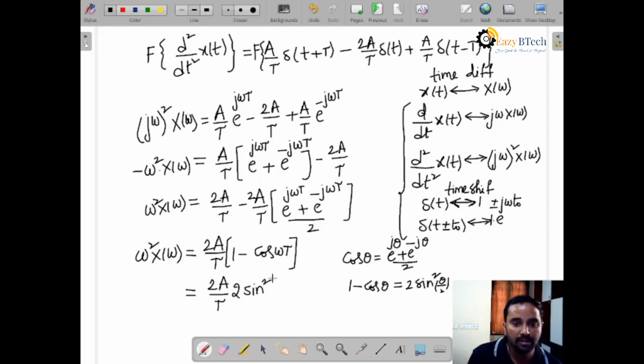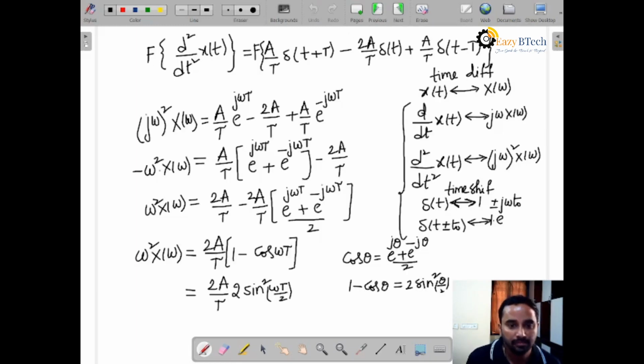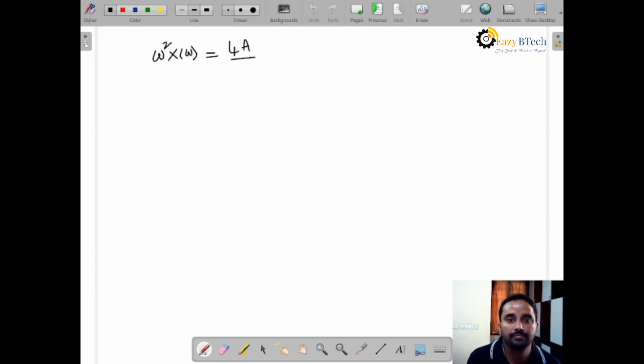So 2 sine square theta by 2. That means omega tau by 2. 2 sine square omega tau by 2. Okay. Then send this omega square to the right side. That will become our answer. Nothing else. So in the next step, whatever we have, I am writing again. Omega square into X of omega is equal to 4a by tau, sine square omega tau by 2.